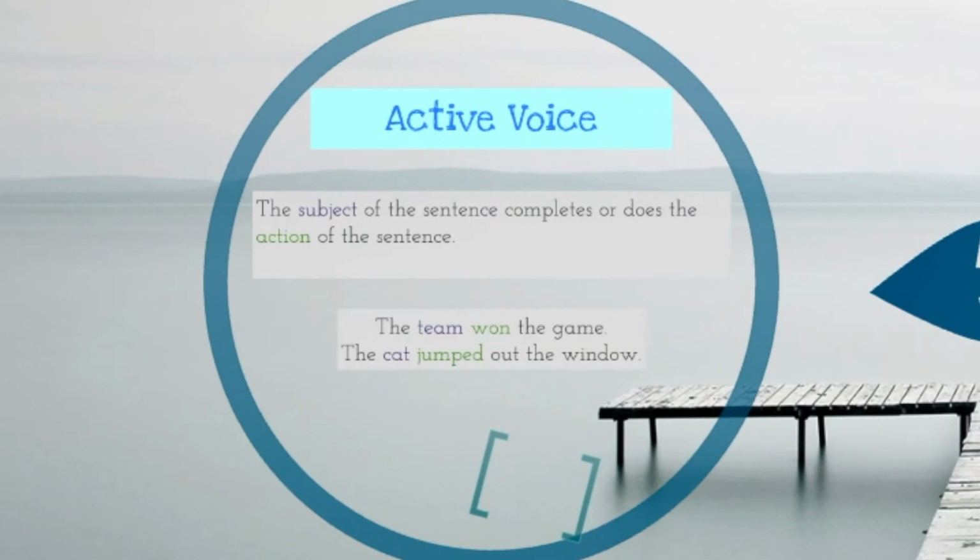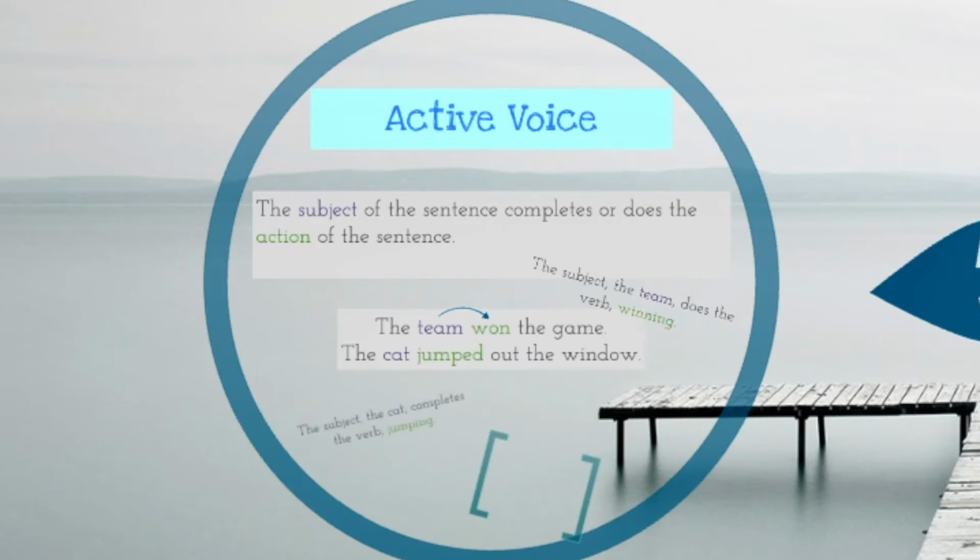The active voice is going to be when the subject of a sentence completes or does the action of the sentence. For example, the team won the game. Here, the subject is team. The subject is doing the action of winning. Therefore, this sentence would be an active voice.